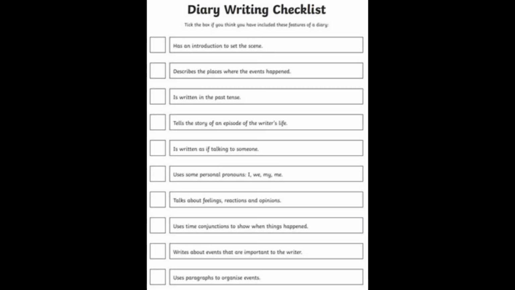Uses personal pronouns, so I, my, or me. Talks about feelings, reactions, and opinions. Uses time conjunctions to show when things happened. Writes about the events that are important to the writer and uses paragraphs to organise those events.